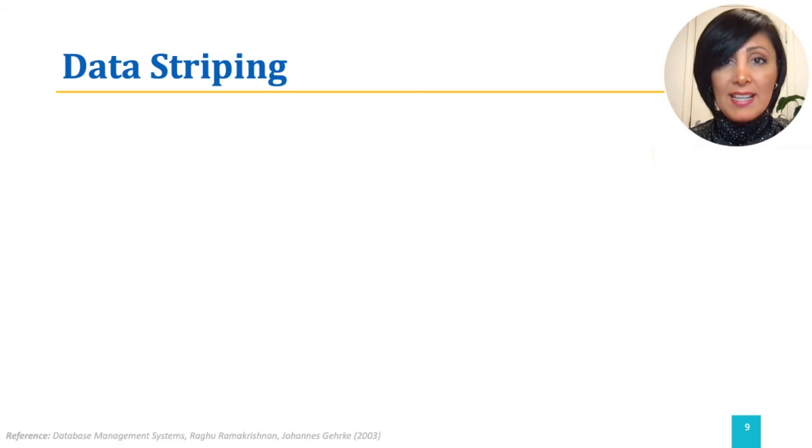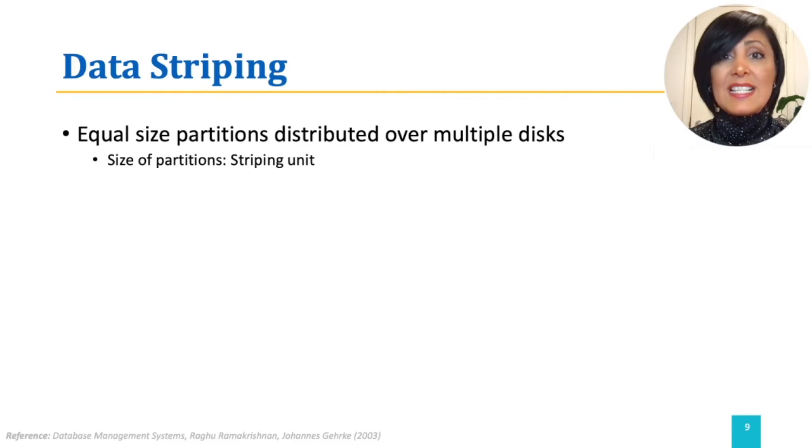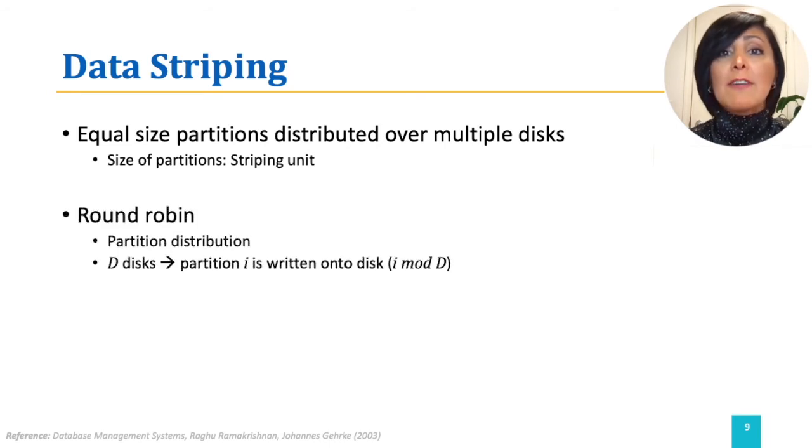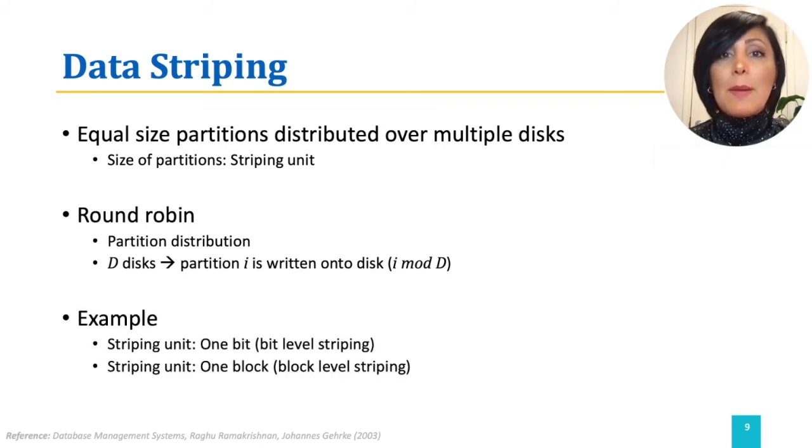In data striping, the data is segmented into equal-sized partitions and is distributed over multiple disks. The size of the partition is called striping unit. Using a round-robin algorithm for data distribution among the disks, if we have D disks, the partition i will be written onto the disk i modulo D. If the striping unit is 1 bit, we call it bit-level striping. And if it's a block, we call it block-level striping.